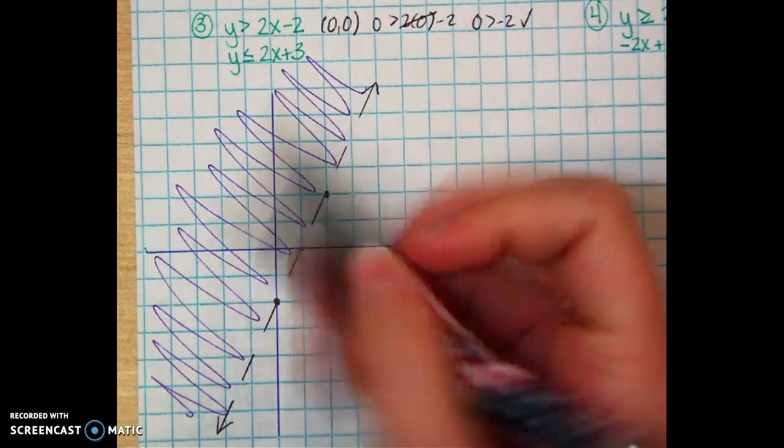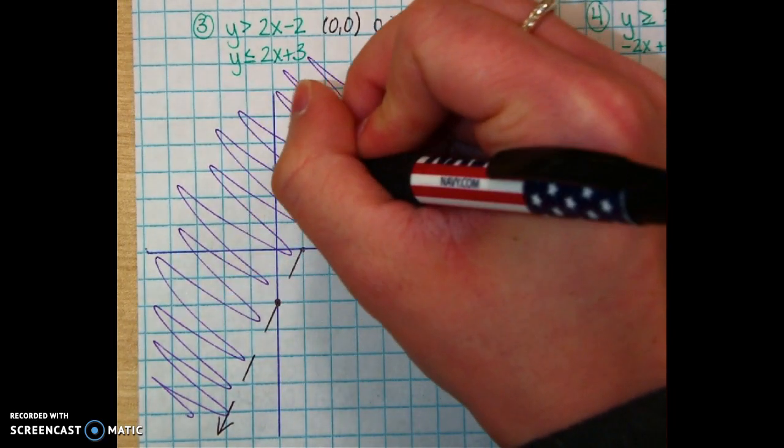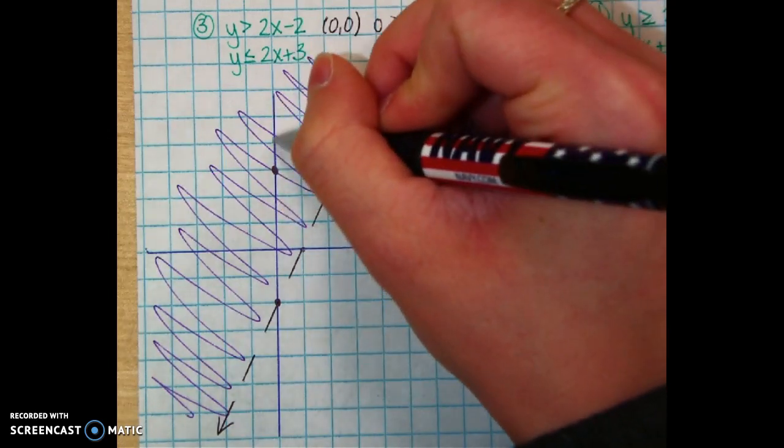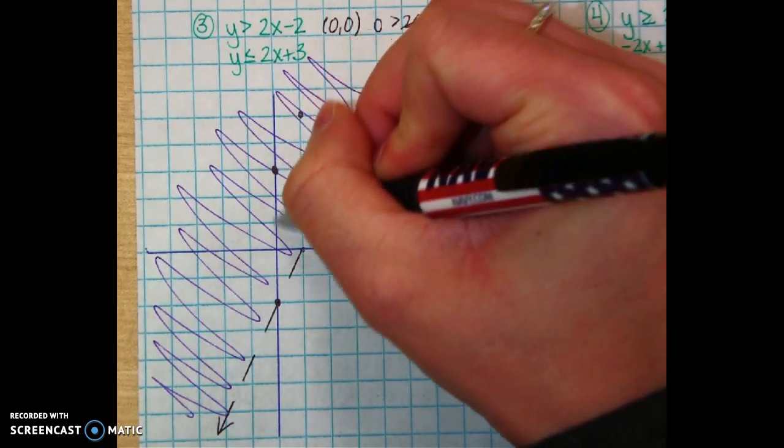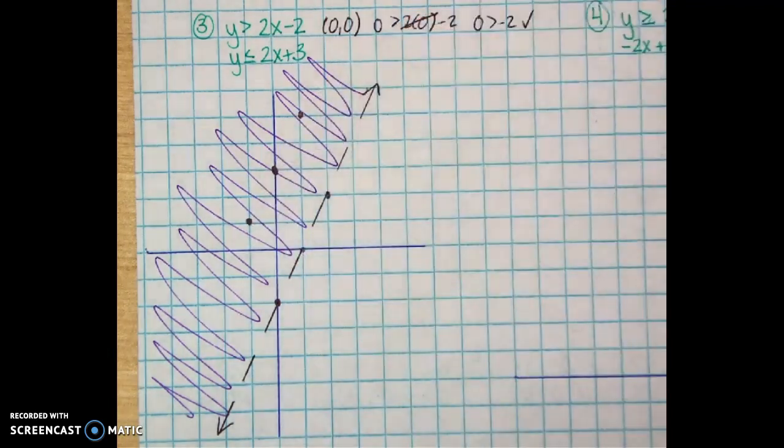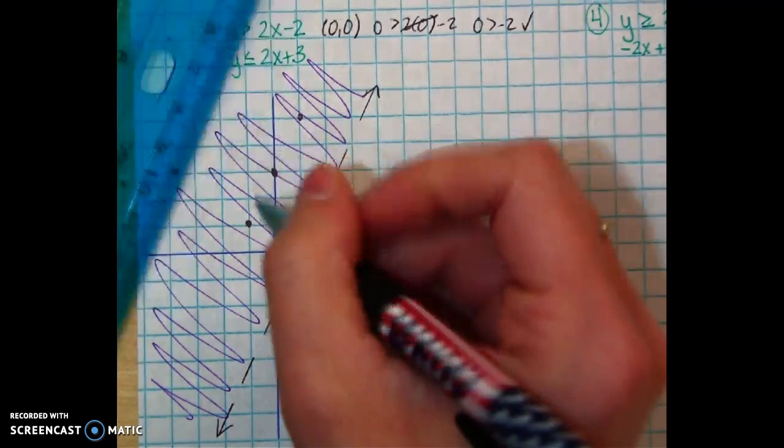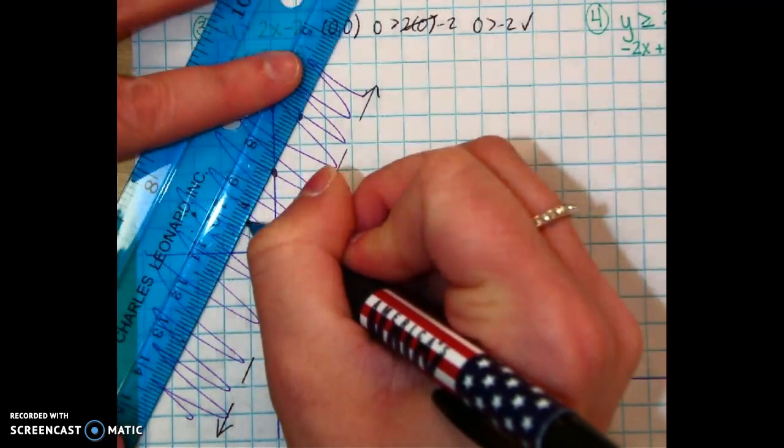This line will be solid. I start at 3. 1, 2, 3. Go up 2 over 1. So let's see here. Solid line.